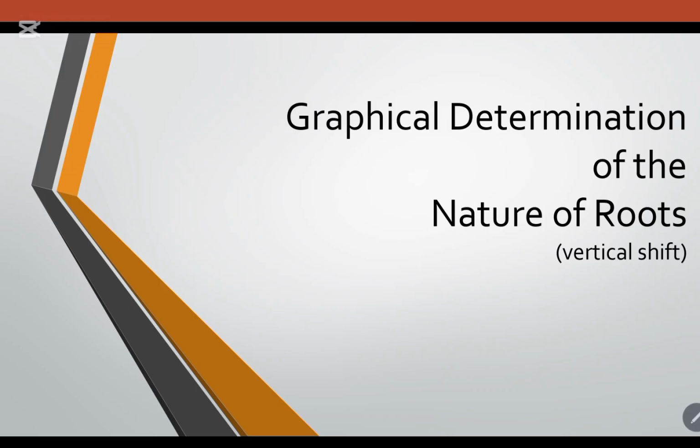Today we are looking at the concept of the nature of the roots of a quadratic equation. We are going to look at how we can find the nature of the roots of a quadratic equation by graphical means. Now, how well can we teach the concept of the nature of the roots of a quadratic equation?